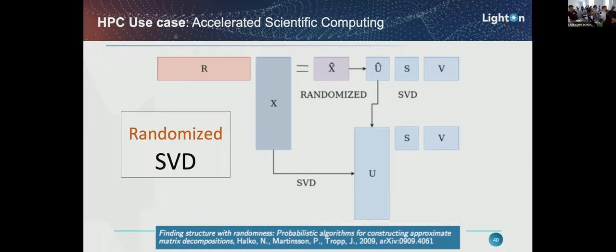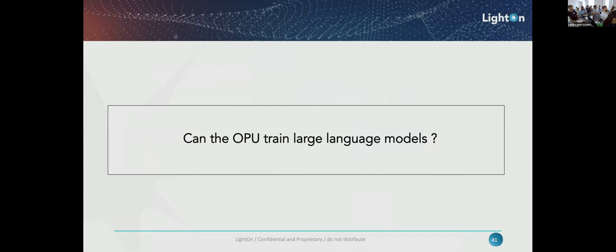So I'm near the end of my talk, but I started with this language model, and I went through a very, very twisted path towards optical things. So let's go back to the initial motivation. Can the optical processing unit train our language model? I said it is a big computing challenge. So can we do it optically? The answer is, I don't know, but let's try to figure it out.